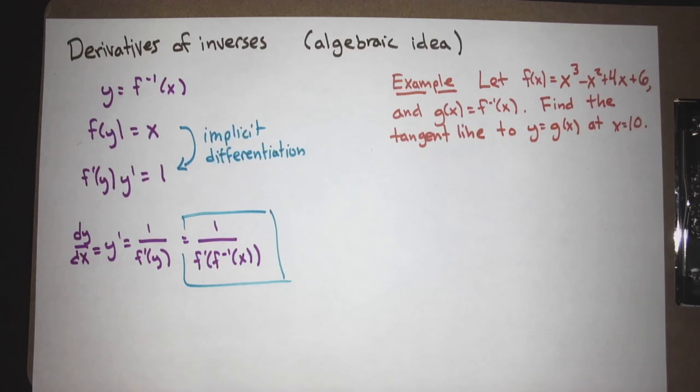All right. So let f of x equal x cubed minus x squared plus 4x plus 6. And g of x is the f inverse of x, so the inverse function of x. Find the tangent line to the graph y equals g of x at x equals 10. Now, what's the worst possible way to try to solve this question? The worst possible way is to say, oh, let's just first find g of x.